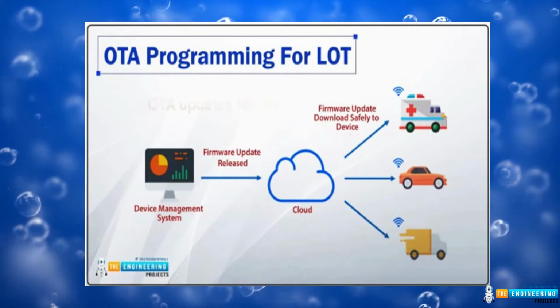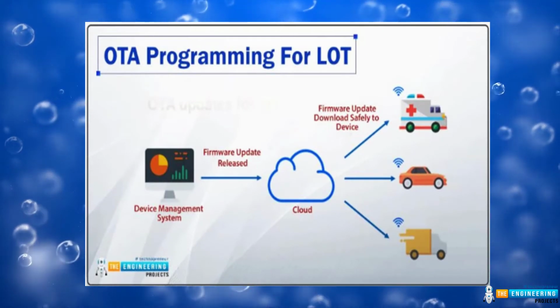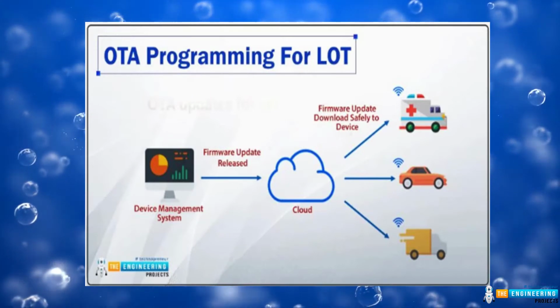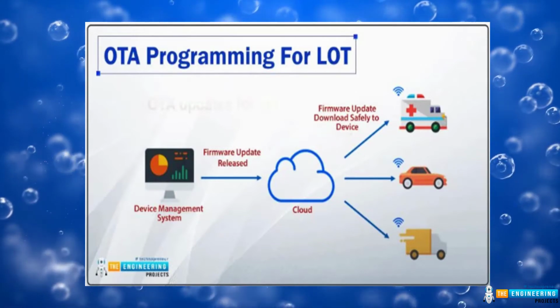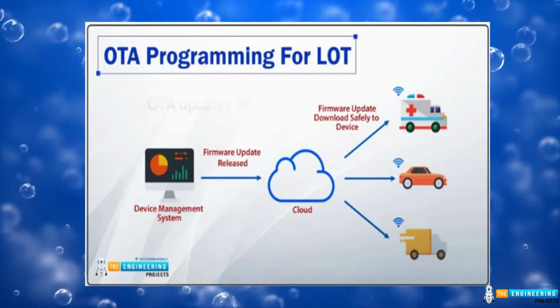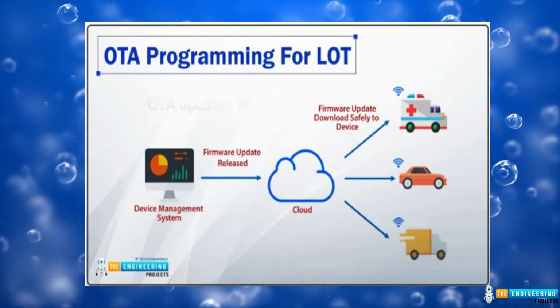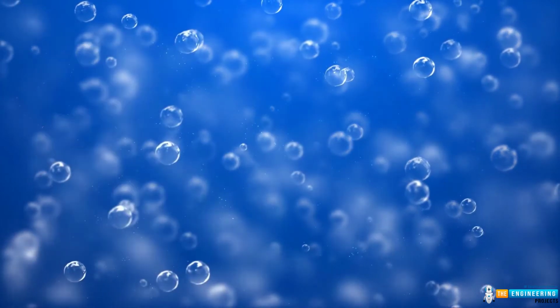The key feature of OTA programming is that only a single central node can send updates to multiple ESPs connected over a common network. But the condition is that all the ESP devices should be enabled with this OTA programming feature. Now let's move towards the programming part.